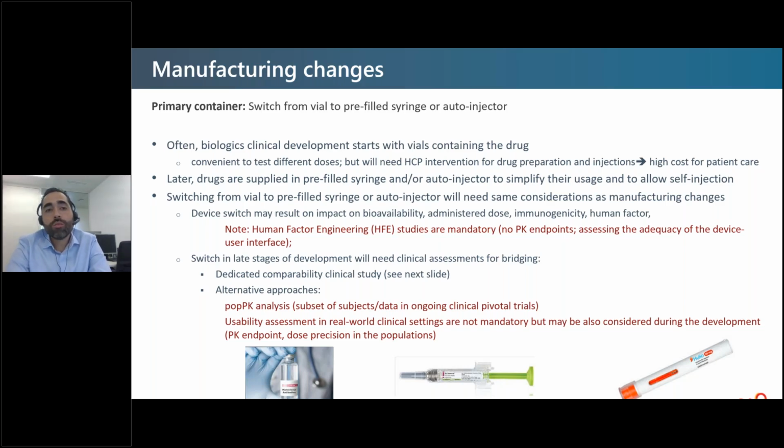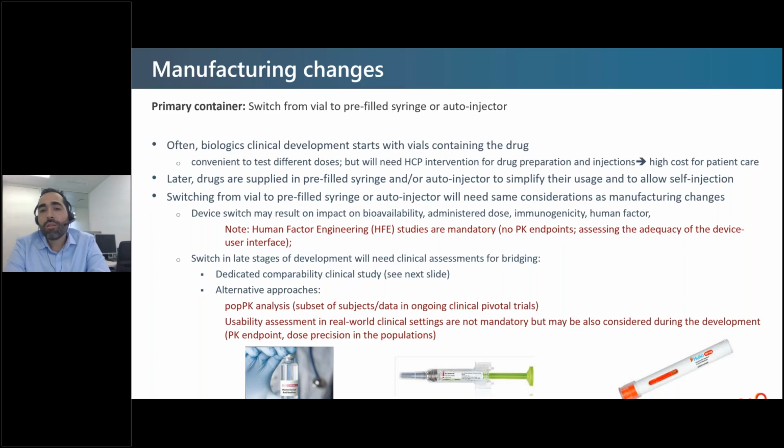One of the usual situations of manufacturing change is the switch from vials to prefilled syringe or autoinjector. Often with the development of biological drugs, we start using vials containing the drug. This is really convenient to test different doses. However, this will need intervention from trained personnel, healthcare professionals, and this will introduce complexity and a high cost. So this is acceptable for early stage studies.